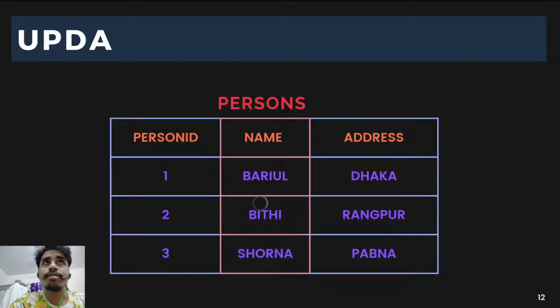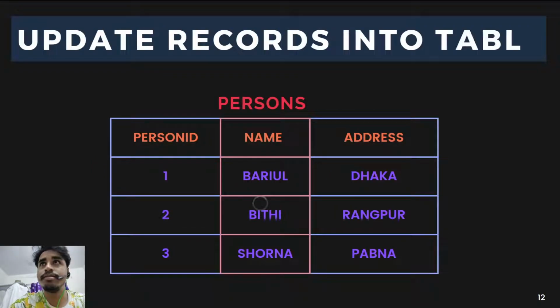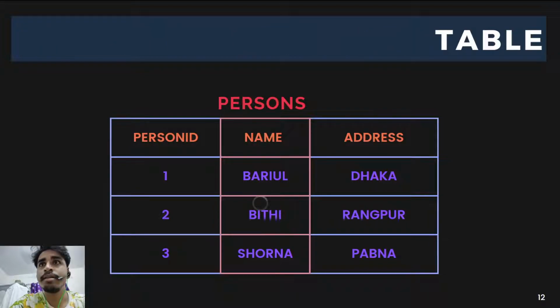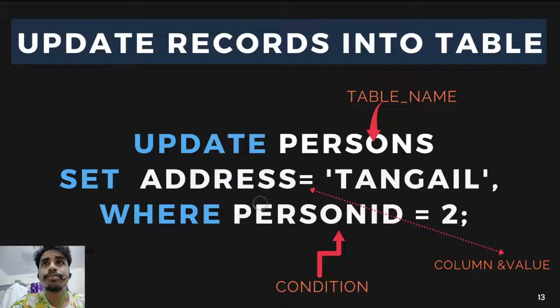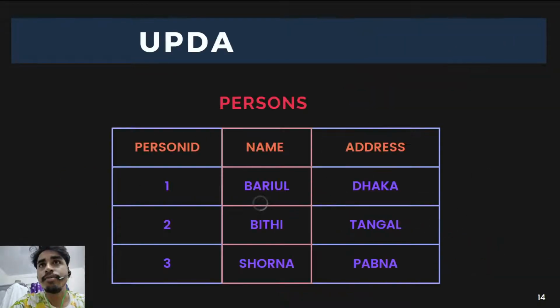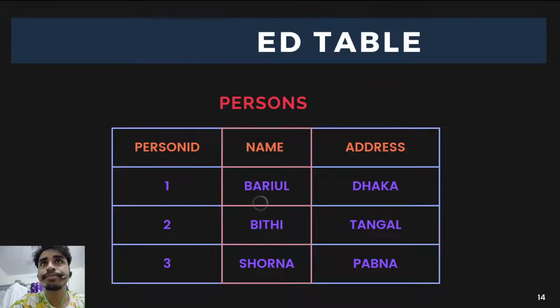Now let's see how to update a record in the table. Here you can see a table. We are going to update a record from this table. We are going to update the person where the address is Rangpur. We are going to write Tangail instead of Rangpur. This is the address. Here is the syntax for updating records, and here is the output after updating the table.